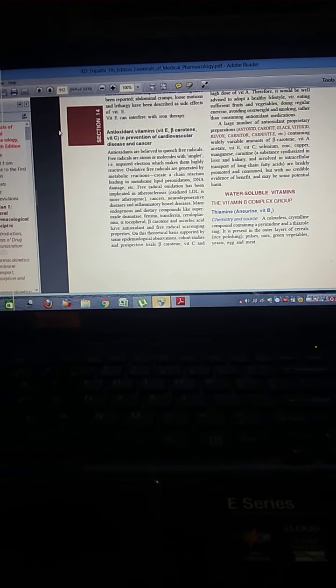Several large observational studies, tens of thousands of participants, and their meta-analysis have failed to demonstrate any benefit of antioxidant vitamins in cardiovascular events. And a large number of antioxidant preparations are widely available, containing beta carotene, vitamin A, vitamin E and vitamin C, selenium, zinc, copper and magnesium.